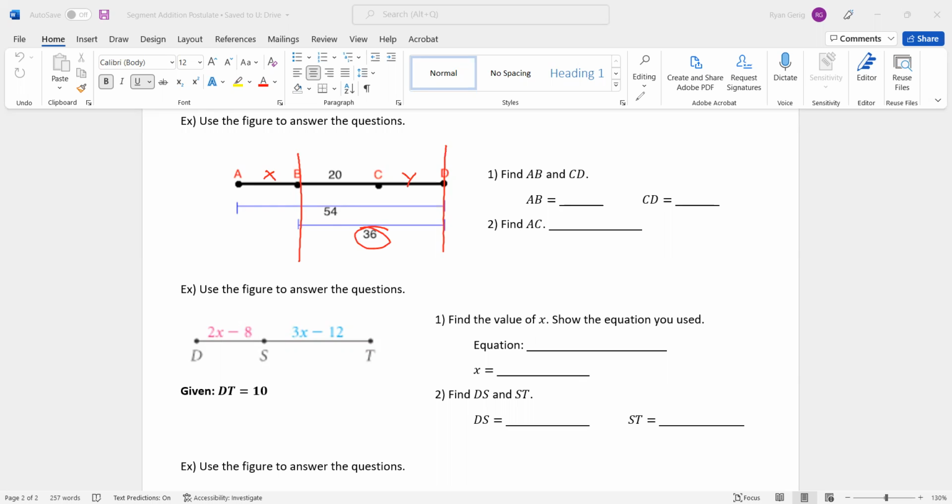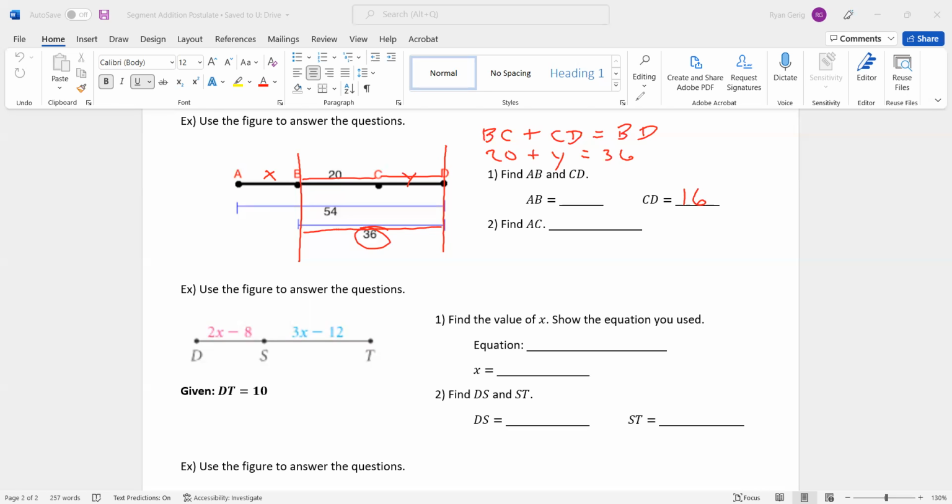Now I have BC, right? So BC is 20 plus CD equals BD. Make sure you look at those letters and see what I'm doing there. BC plus CD equals the whole thing BD. So now I'm going to replace BC with what I know, 20. CD is what we're looking for, and BD is 36. And I have a very simple equation: subtract 20, and I get that Y or CD equals 16. Okay, now how's that going to help me?